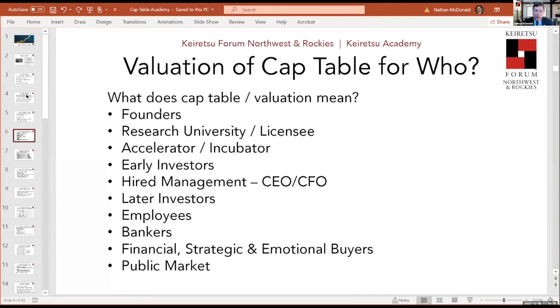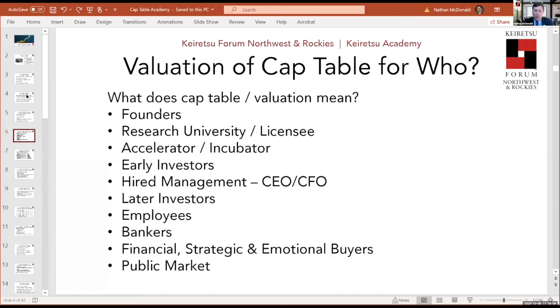So there's a lot of consequences if you set the valuation wrong, and it can have a real positive impact, or it can have a real negative impact. And so the valuation of the capitalization table means different things to different people. And as Joe said, you want to make sure you have an agreement with anybody who's important, anybody who contributes to your company or to a company you're investing in, to make sure it's in writing, because anytime it's not, it's going to create problems in the future.